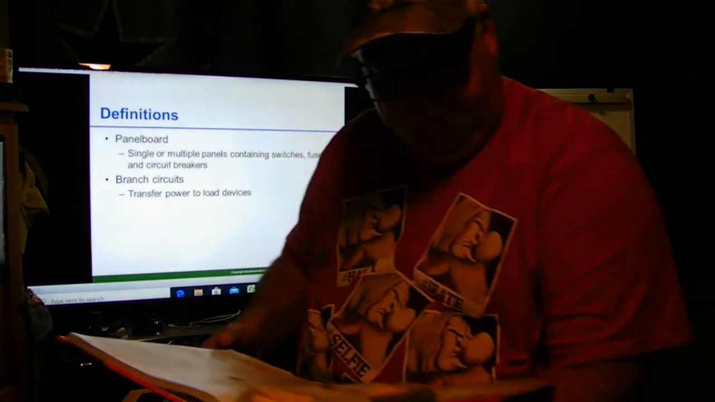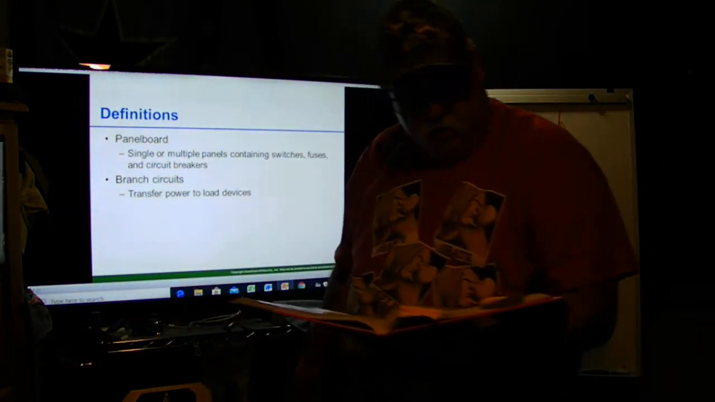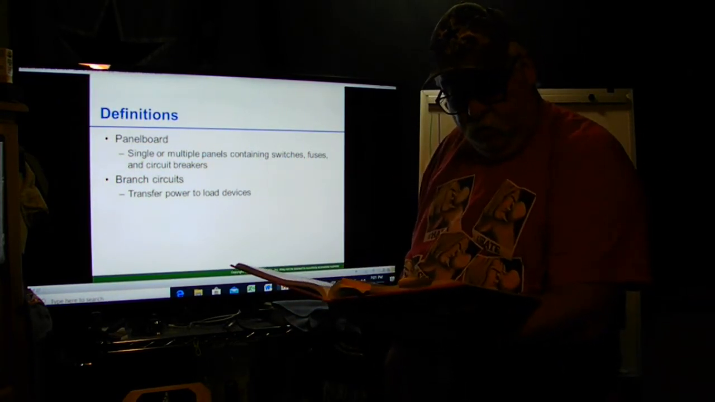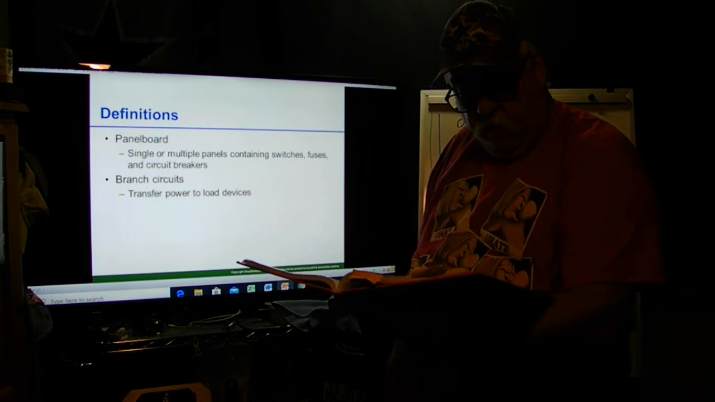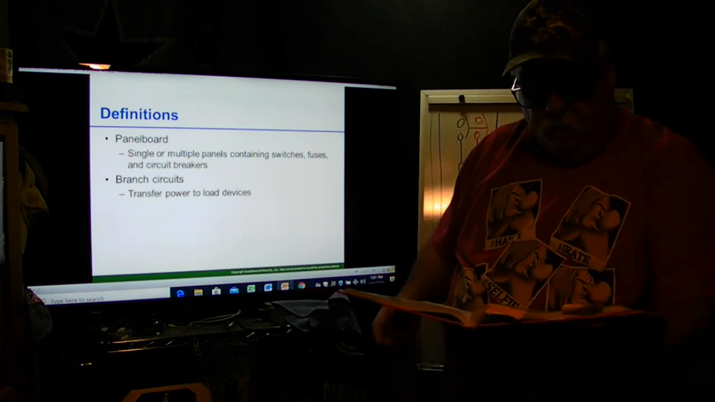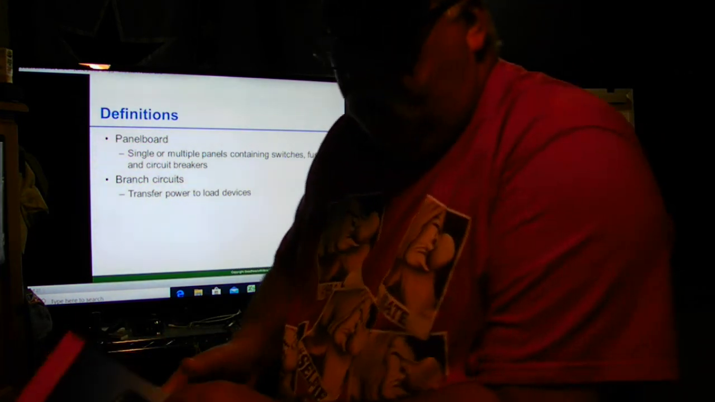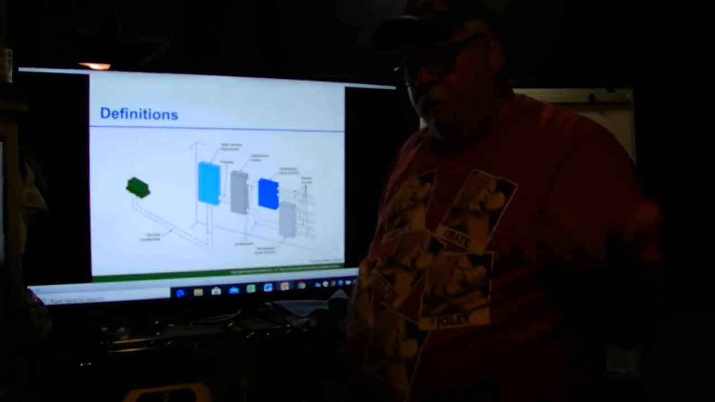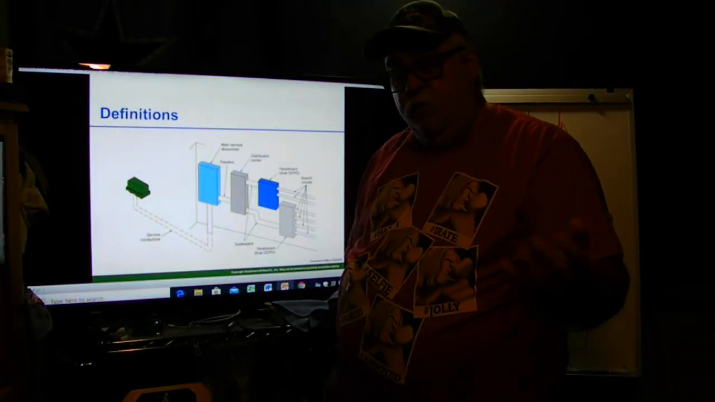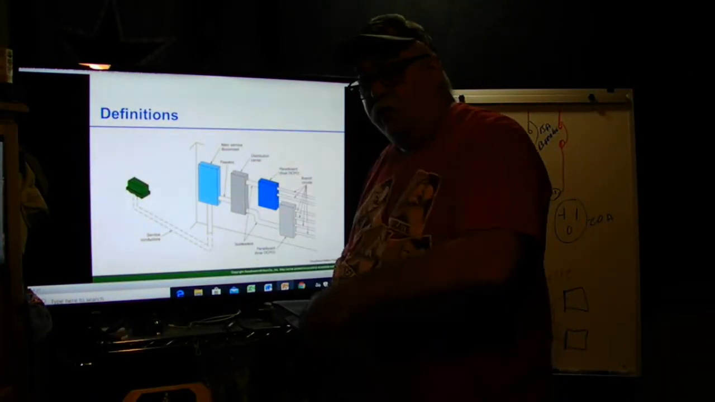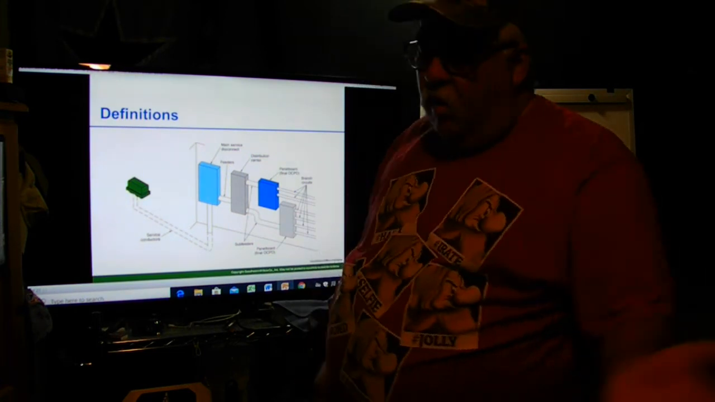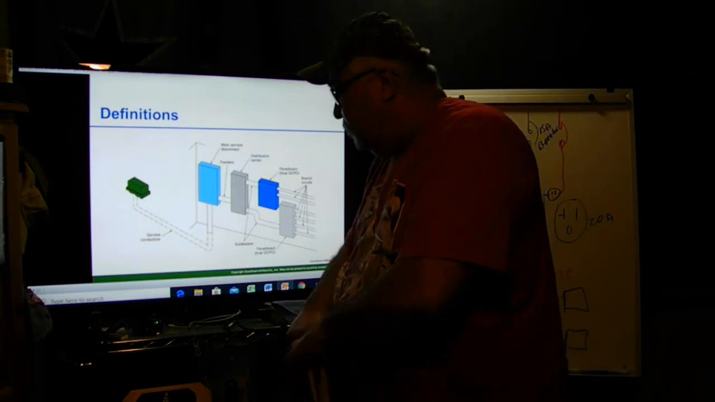Branch circuits. It says transfer power to the load device. The portion of the wiring system extending past the final overcurrent device. These circuits originate at the panel and transfer power to the loads. So the branch circuits, when we talked about the overcurrent device, and I said, where does the power come from? Well, it comes from the point of supply. Point of supply goes to the branch circuits, your outlets, your lighting, your dishwasher, your disposal, your dryer. All of that comes out of the panel boards.